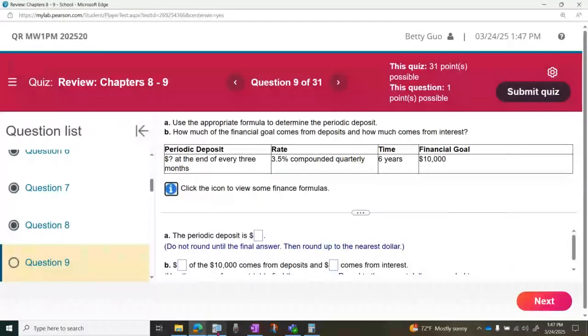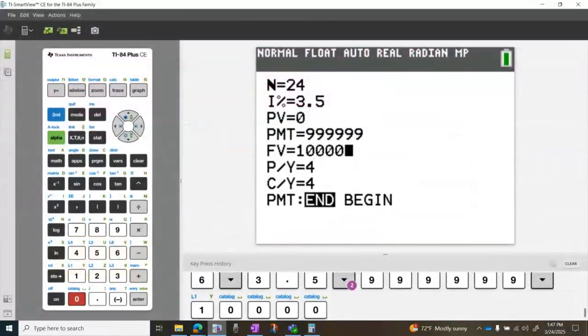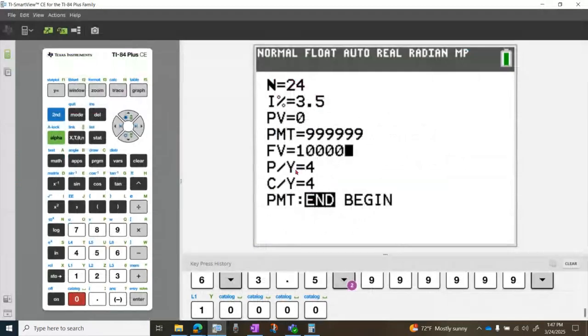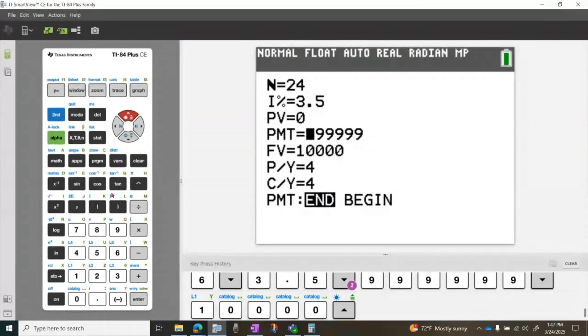Your question might not be 4. For some reason, what I see here is that so far everything is quarterly. Annuity, quarterly, so P per Y, C per Y is 4. END is highlighted. Okay, looks good. Everything's fine. Okay, we're going to solve for payment. Alpha, enter.